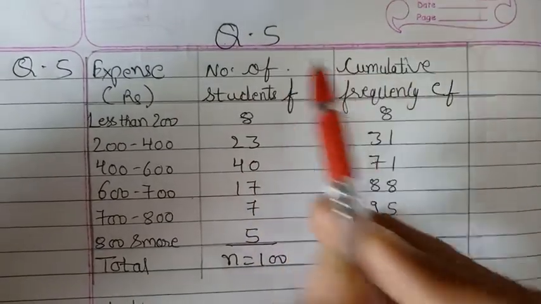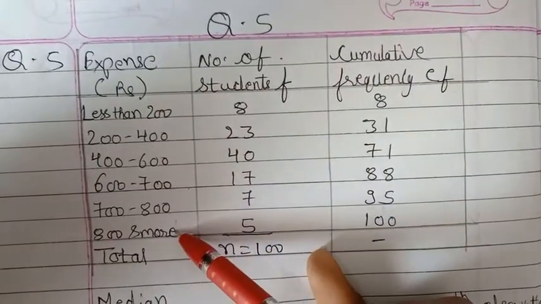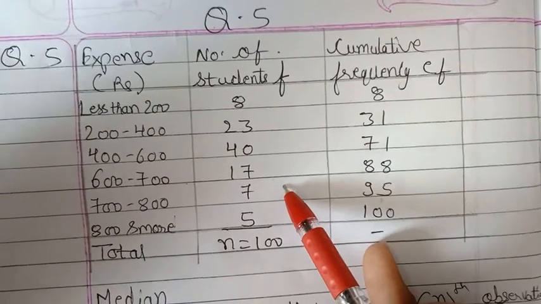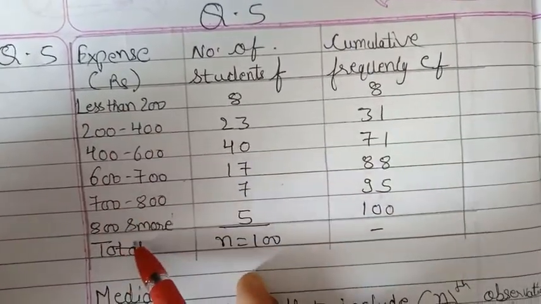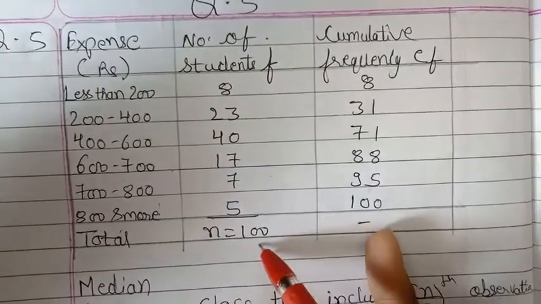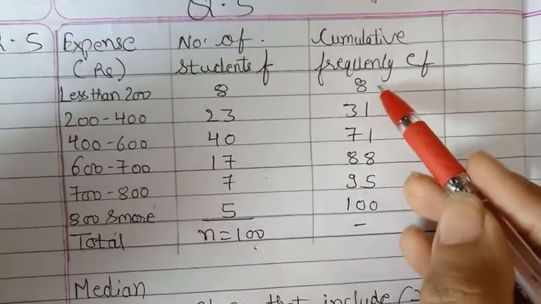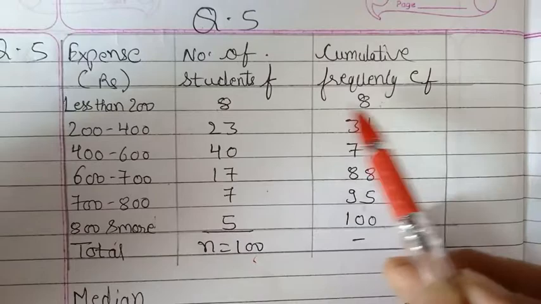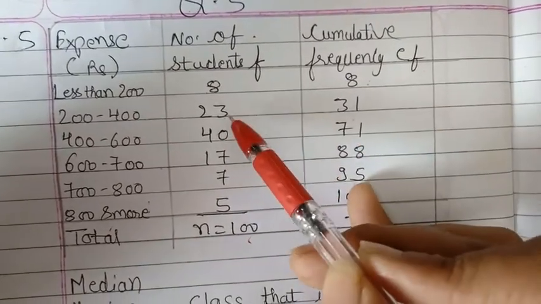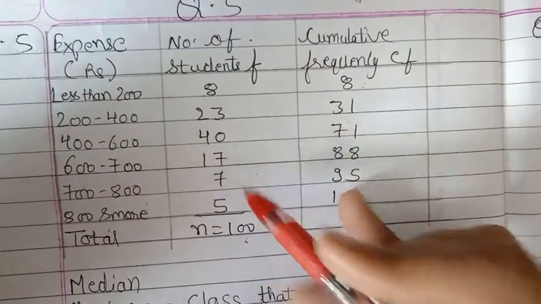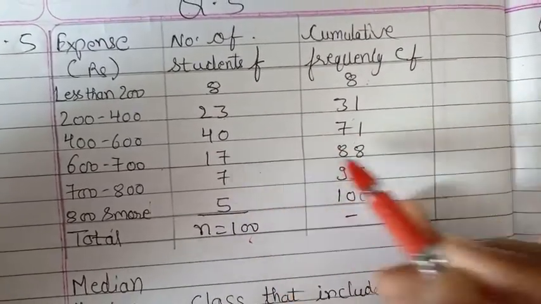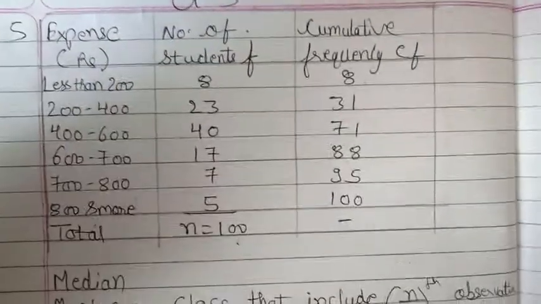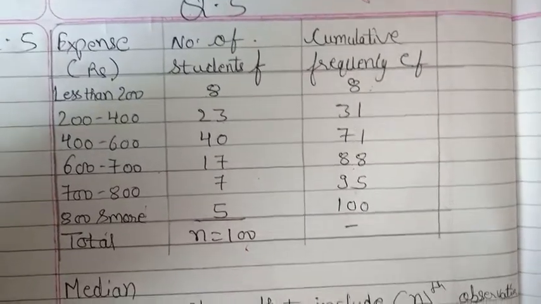Now question number 5. Expenses are given to you, number of students, frequency is given to you. So less than 200, 200 to 400, these classes are there. Frequency total is 100, and CFI we found. CFI, that is 8 plus 23 is 31. Then in the same way you can find the others: 31 plus 40 is 71, 71 plus 17 is 88. That is our CFI. Here we have to find the median.